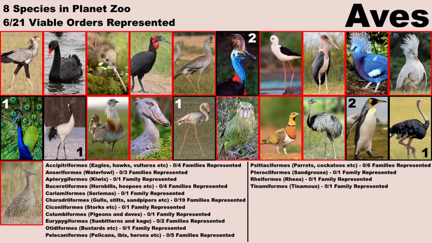So we've got quite a lot here to go through. We've got the eagles, hawks, vultures, etc. For that we've got the secretary bird as an option there. We've got all the waterfowl, so swans, ducks, geese. There's definitely options in there. We've got the kiwis, we've got hornbills and hoopoes. For this one, the main one really would be the southern ground hornbill.